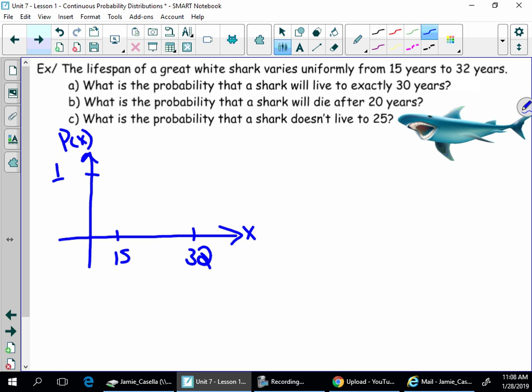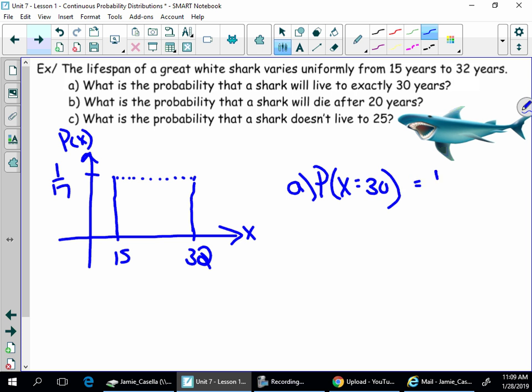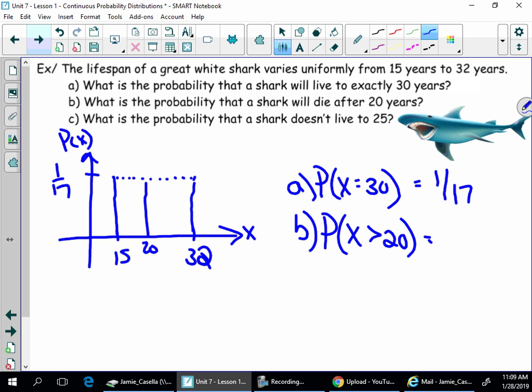I've got 17 different options. And I want to know the likelihood it comes out to exactly 30 years. Well, that's 1 of the 17 chances. Wasn't that my probability? 1 out of 17. All right, how about will it die after 20 years? In other words, it lives to at least 20. Oh, on my graph, where's 20? 20 is about there. That means I've got 12 different choices, each of which has a 1 in 17 chance. In other words, 12 out of 17.